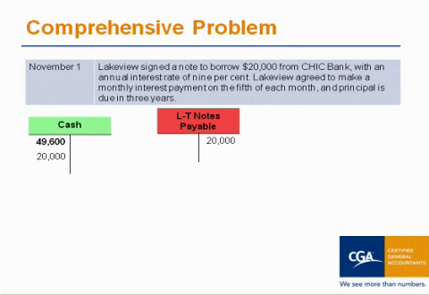for November now, on November 1st, we're told that Lakeview signed a note to borrow $20,000 from CHIC Bank with an annual interest rate of 9%. Lakeview agreed to make a monthly interest payment on the 5th of each month, and the principal is due in 3 years. So they agreed to borrow $20,000 in this long-term note, and they've also agreed that in 3 years they will repay it in full, and during 3 years they will be paying 9% back on a monthly basis on the 5th of each month.